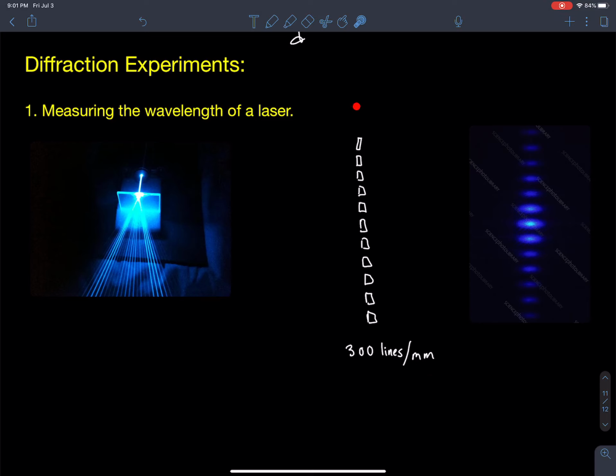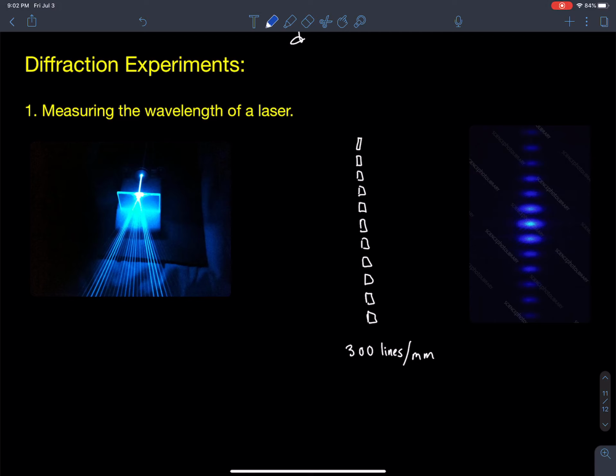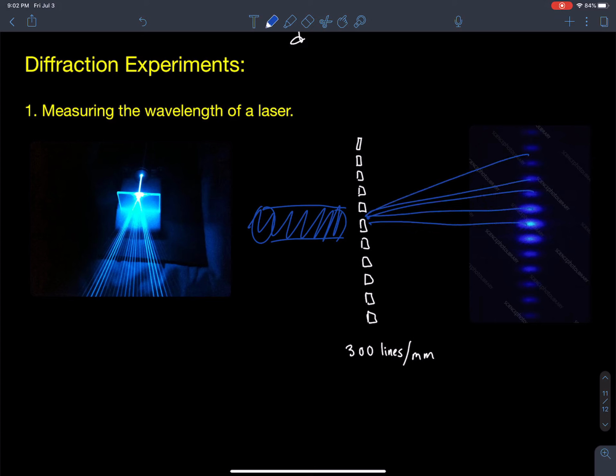So what you see here on the right-hand side is just kind of a cartoon picture. This would be the diffraction grating. Okay, so that's my diffraction grating. And let's say that this diffraction grating has 300 lines per millimeter. So when I shine this blue laser, so let's just say I have a column of blue light shining into that diffraction grating, that blue light then forms these beams that we see here.